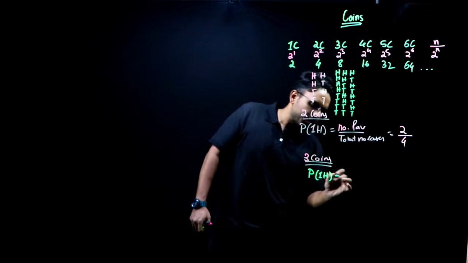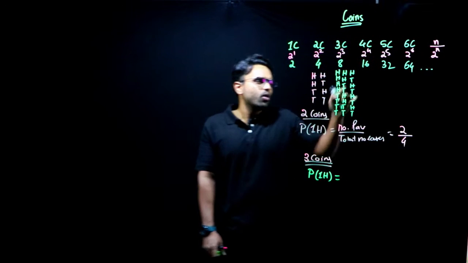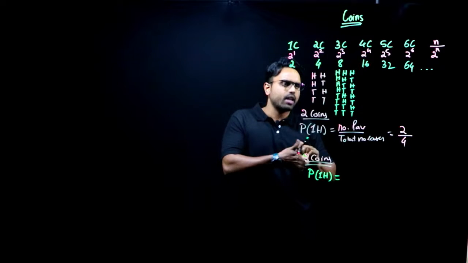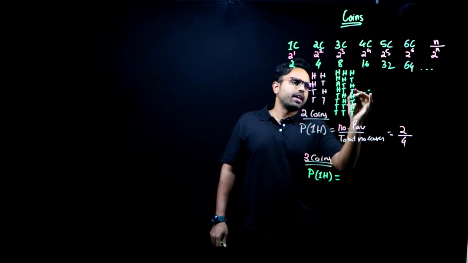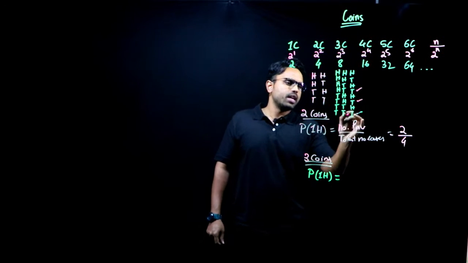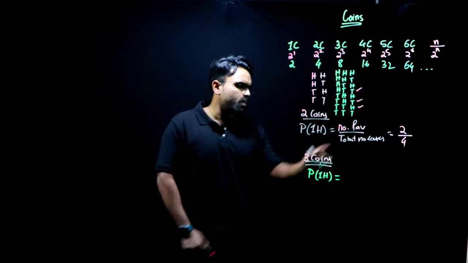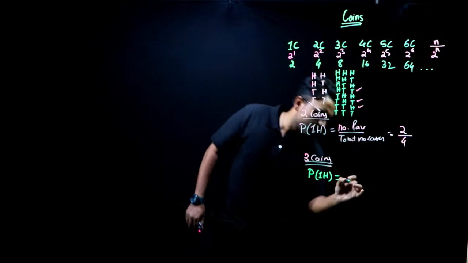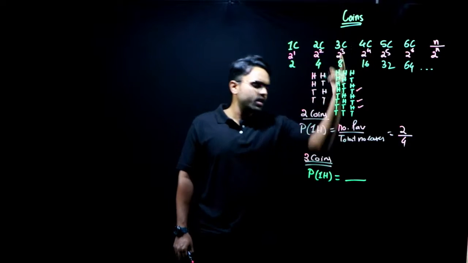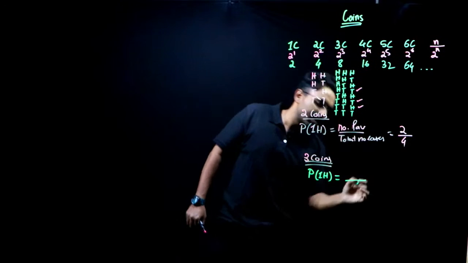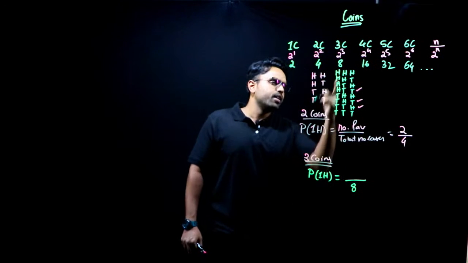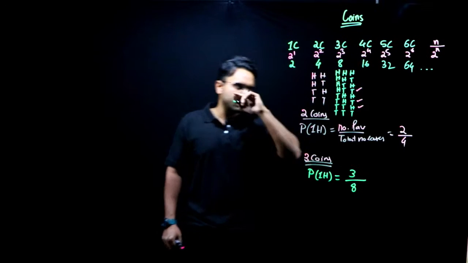Now, the probability of getting 1 head. What would you do? Where can I find 1 head? I can have 1 head here, the other one is here, and the other one is here. So, what is probability? Number of favorable cases upon total number of cases. The total number of cases when 3 coins are tossed is 8. The favorable cases with 1 head are 3. So 3 upon 8 gives me the answer.